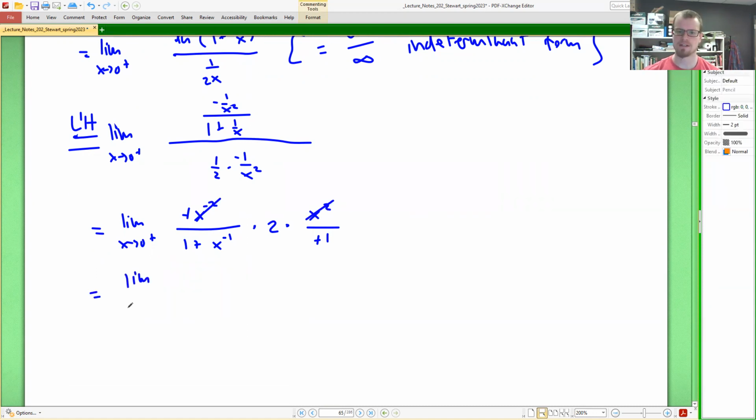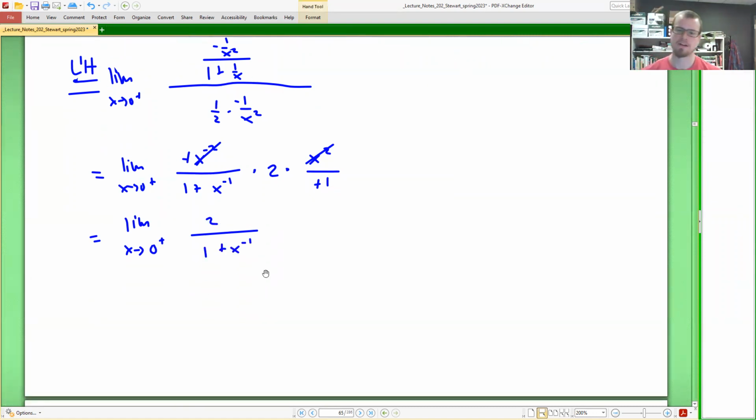So I get that this is the limit as x approaches 0 from the positive side of my 2 goes in the numerator, and I have 1 plus x to the -1st in the denominator. Now this is going to go to infinity. So this isn't bad, right? The denominator is going to infinity, so overall I'm going to get that this is equal to 0. I should be at a place that that's pretty clear.